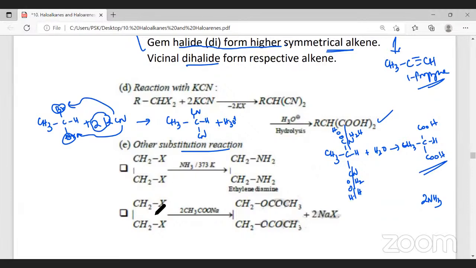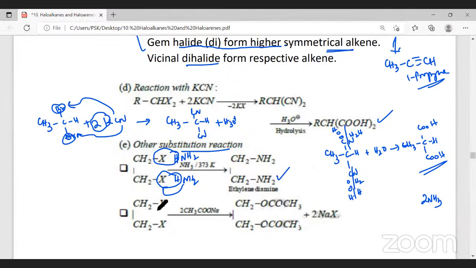Next are other substitution reactions. Now these all are dihalides. When this dihalide reacts with NH3, what happens? H and X get eliminated as HX. Here also H and X get eliminated as HX. In place of X, what goes? NH2. Therefore, you get CH2NH2, CH2NH2, ethylene diamine. We've been learning this in coordination compounds.